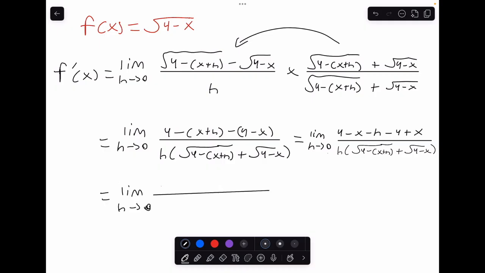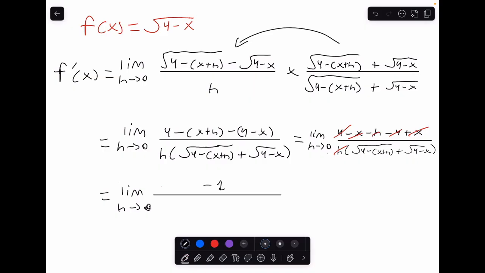Now we're on to the really easy part, cancel and compute the limit. So let's cancel first. This 4 cancels with this -4. This negative x cancels with that positive x. This negative h cancels with this positive h down here. But we're left with a -1, right? Because we still have that negative symbol there. So the numerator is -1, not +1.